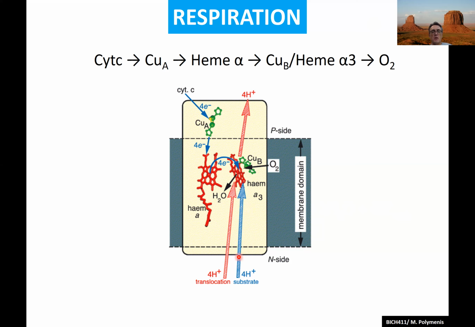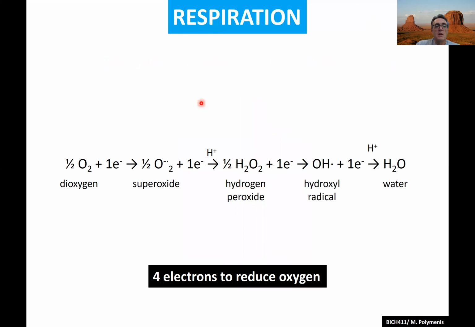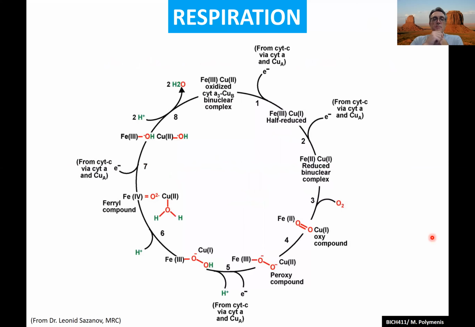And in the process again, 8 protons play a role. 4 of them will be translocated, and the 4 will be used in the reduction of oxygen. Now, we saw 4 electrons because, as you may remember, we had discussed earlier, you actually need 4 electrons to reduce oxygen into water. Okay, so they are important.